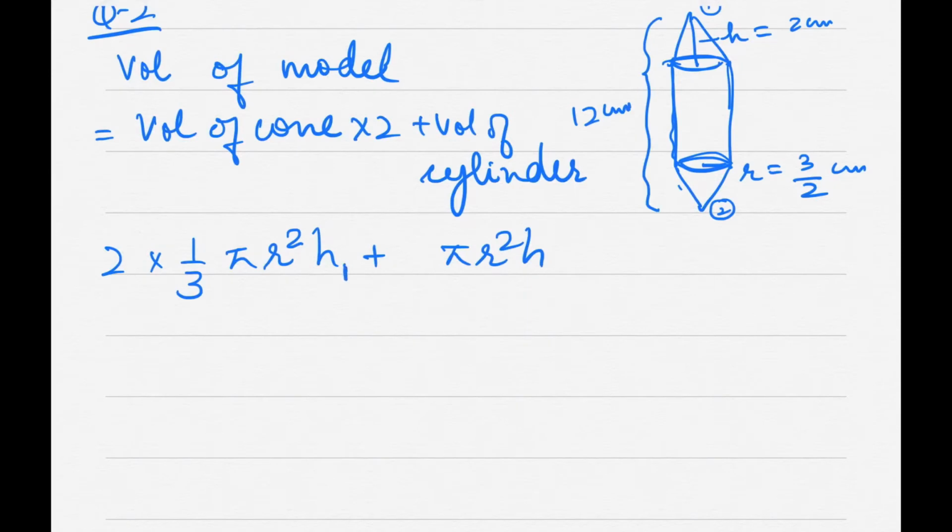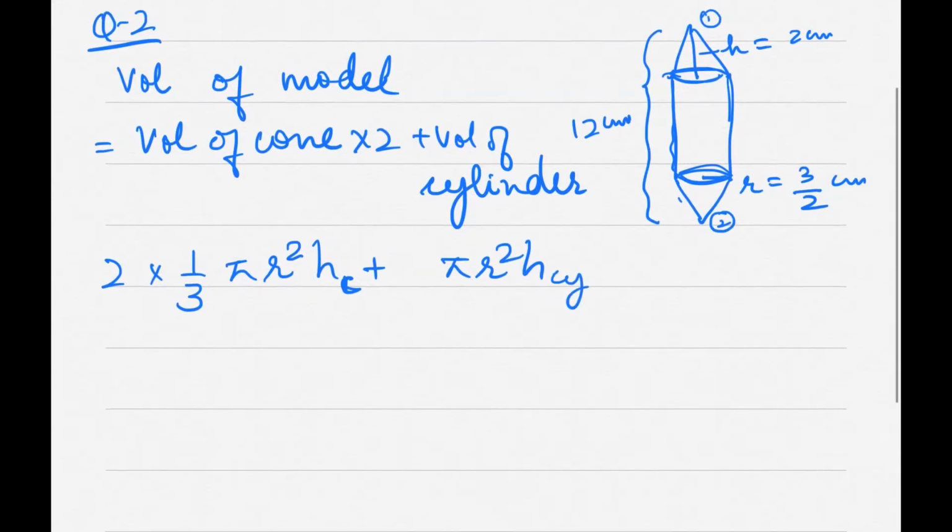So this cone height will be, I can take as 1, or I can write down c here, and I can write down cy here, height of cylinder. So height of cylinder, 2 centimeter gone this side, 2 centimeter is this, 2 centimeter is this, so this will be 12 minus 4, right? So this height of the cylinder will be equal to 8 centimeter. Okay, so now this is height of cylinder.